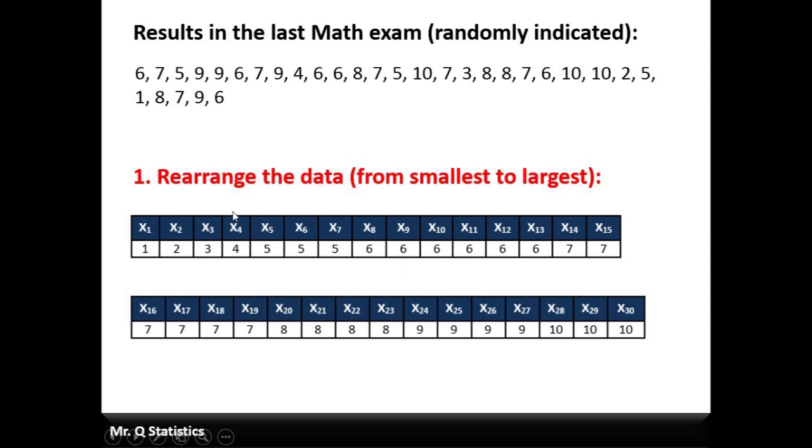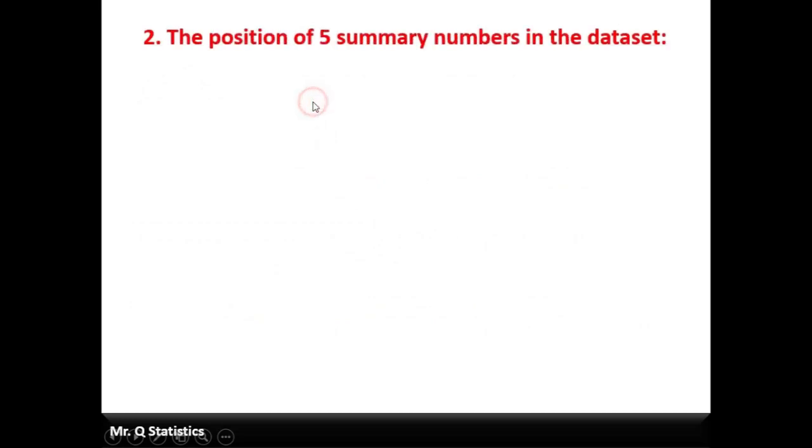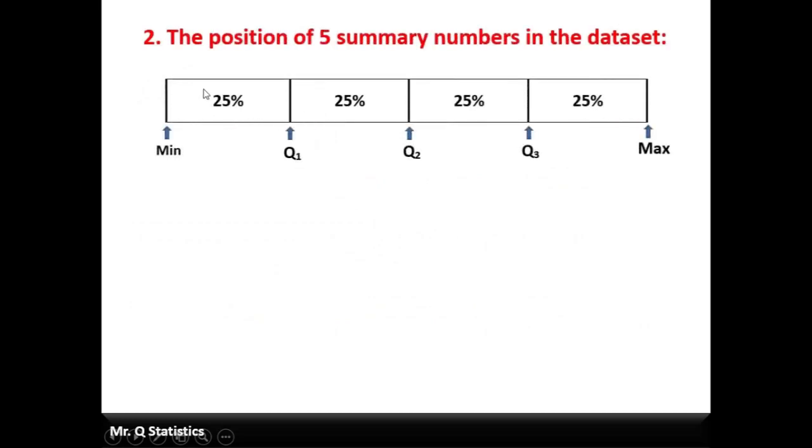Now you can imagine this ordered dataset is put into a box. Then we divide this box into 4 parts equally. Each part includes 25% of the total number of students.